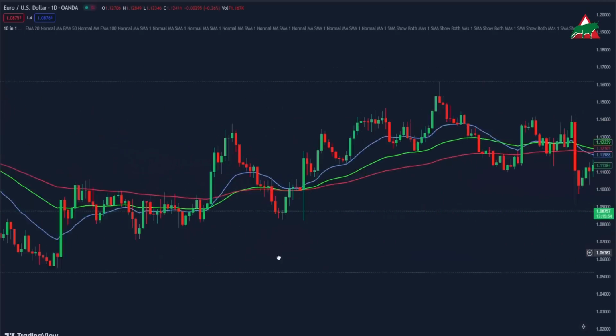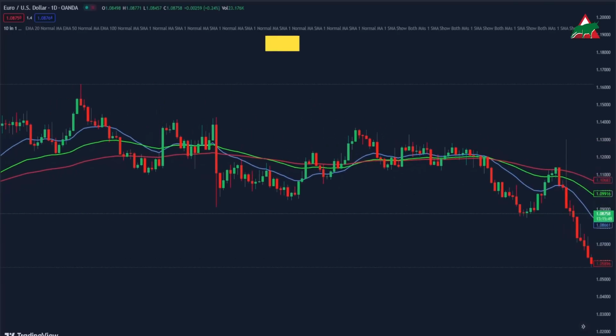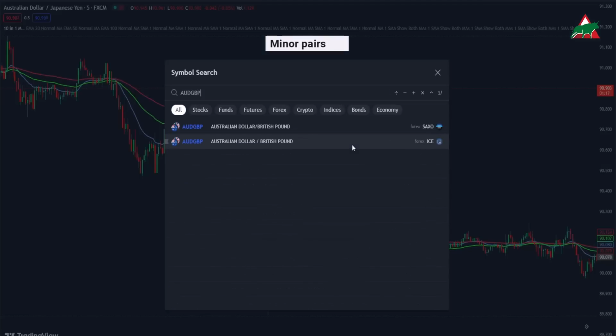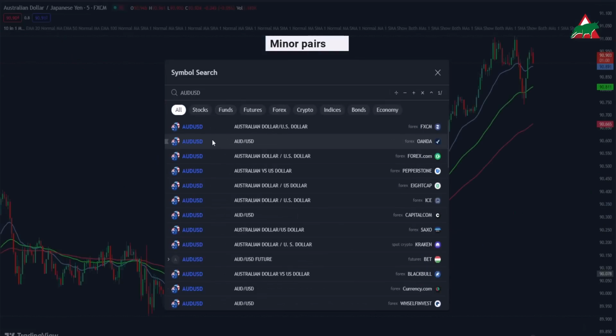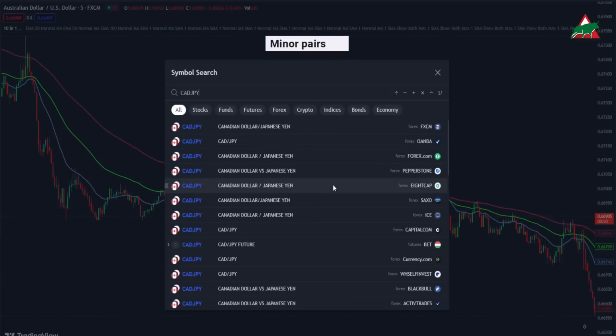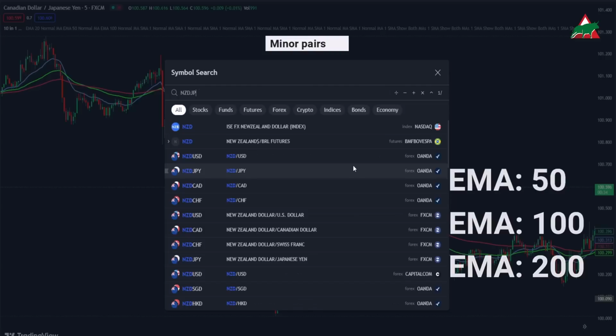Here is a side note, my friends. If you use this EMA trading strategy in a minor Forex pair, which are more volatile than a major pair like Euro USD, you might need to adjust the EMA lengths accordingly. For more volatile pairs, you can use 50, 100, and 200 EMA lengths or more.